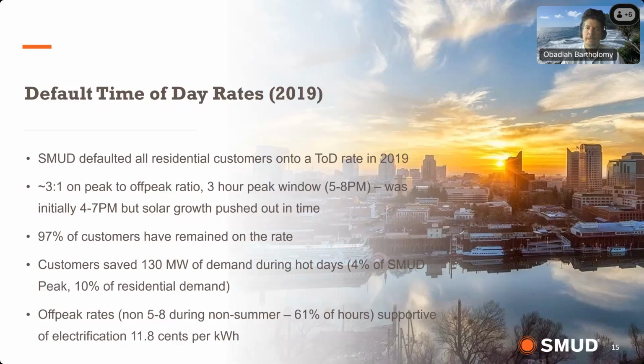We've got about 97% of customers who have stayed on the rate so far, and they're actively saving about 130 megawatts of demand during hot days, which is about 4% of our peak, or about 10% of residential demand. That's pretty huge for us. If you think about the cost of what we would have had to invest if we were displacing that amount of capacity with bulk storage, we're talking about potentially over $130 million, probably reaching towards 150 to 200 million, depending on when that investment would have been made in capacity, not to mention all of the local effects as that savings is happening at the meter. So really a tremendous investment for us.